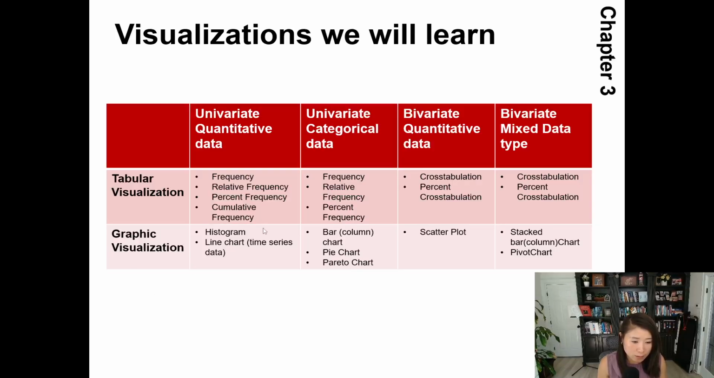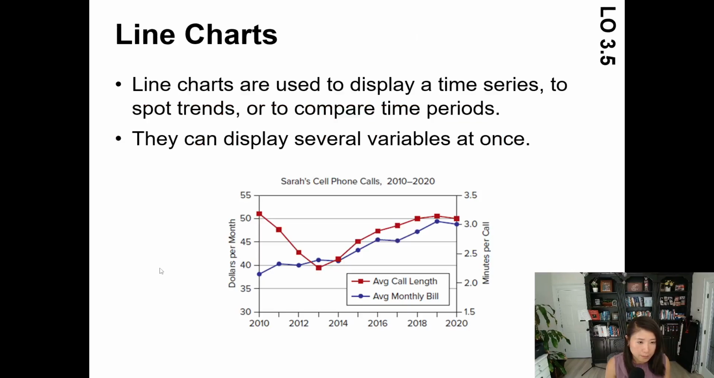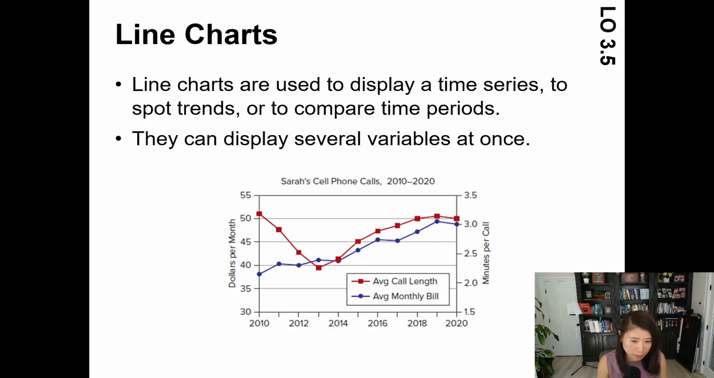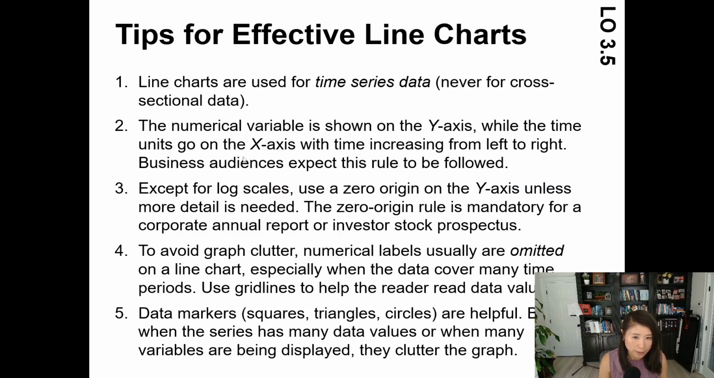Now let's look at what our line chart looks like. Line charts are used to display a time series to spot trend or seasonality, or to compare time periods. As you can see on this diagram, we look at the average call length and average monthly bill to see the relationship between these two time series. The horizontal axis is the date, and the vertical axis is the variable's values. So when the horizontal axis has to be time, that's when you are considering using a line chart.